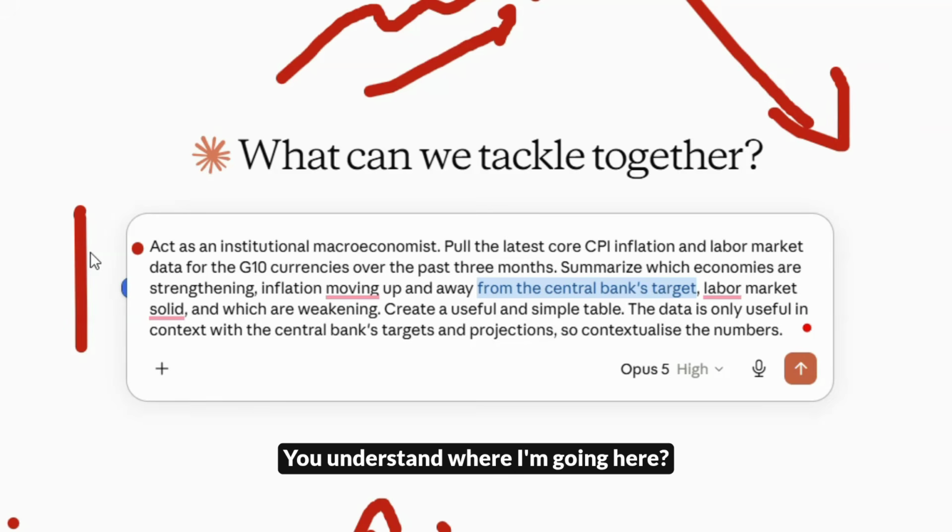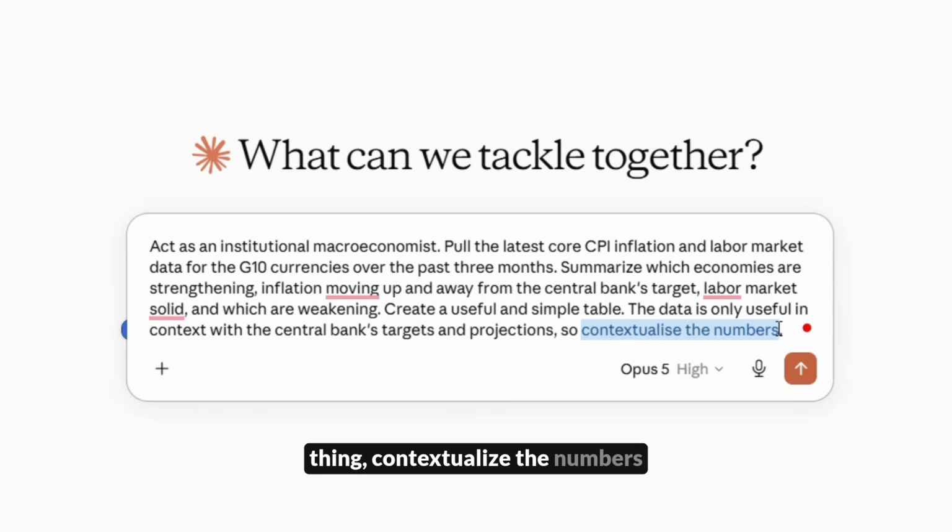Understand what I'm getting at here? The point is the central bank's target, okay? What matters is what the central bank actually cares about. A central bank may want to target 5% inflation, whatever, and then a country could have 6% inflation and the central bank could be dovish. Obviously, it's an example, it's not like that, but you get the point. And then again, it's basically the same thing. Contextualize the numbers. I repeat it here deliberately at the end of the prompt because it's very important.